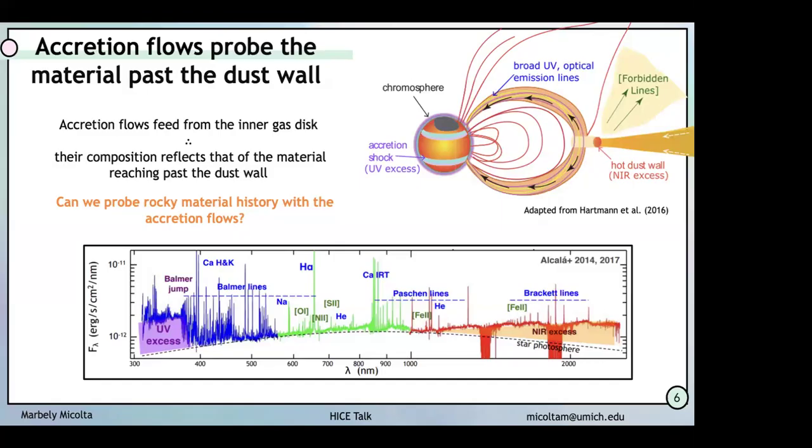What is the composition of the inner gas disk? And this, again, can be very interesting, in the sense that we can probe if there are some weird, peculiar abundances of elements that can tell us a bit about the history of the material further out in the disk. This is essentially what my PhD is about.